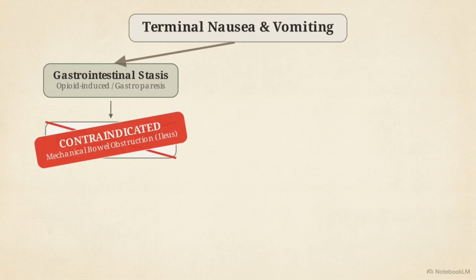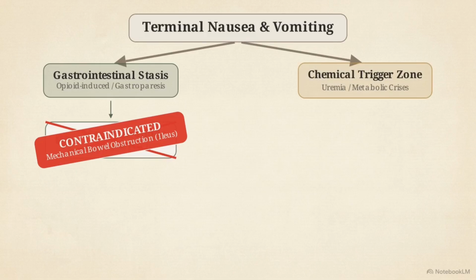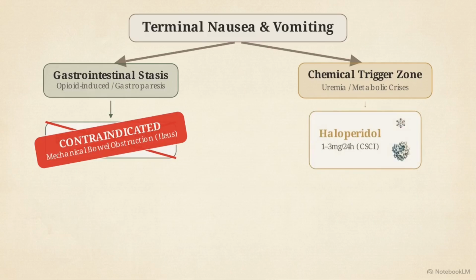However, metoclopramide must be avoided if the patient has a mechanical bowel obstruction, as forcing motility against a fixed blockage causes severe colic pain. Now look at the right branch. Metabolic crises like uremia bypass the gut entirely, activating the brain's chemical trigger zone. The pharmacological countermeasure targets central dopamine receptors directly with a continuous infusion of haloperidol.